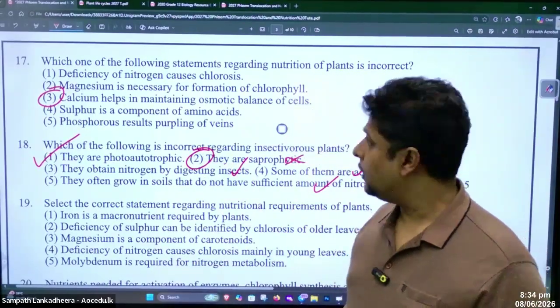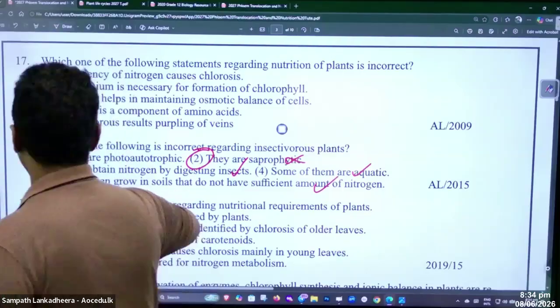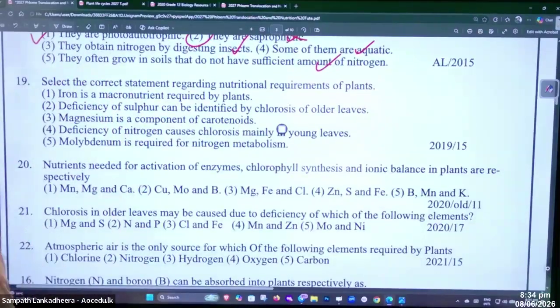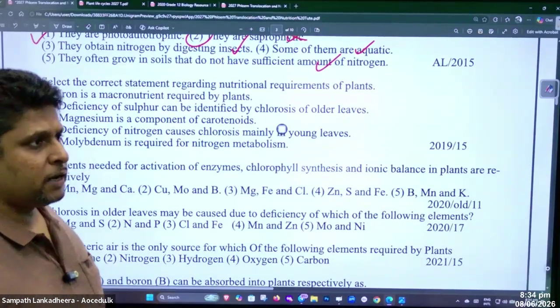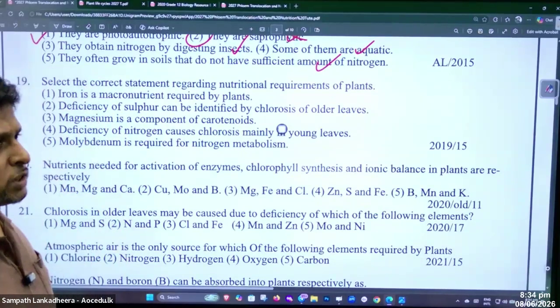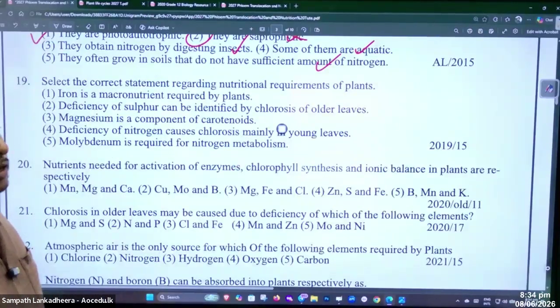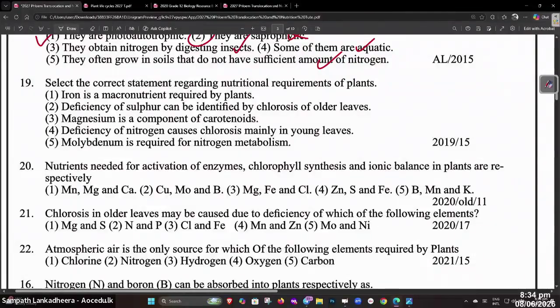Question number 19. Select the correct statement regarding the nutritional requirements of plants. Iron is a macronutrient required by the plant. That is wrong, iron is not a macronutrient. Deficiency symptom of sulfur can be identified by chlorosis of old leaves.